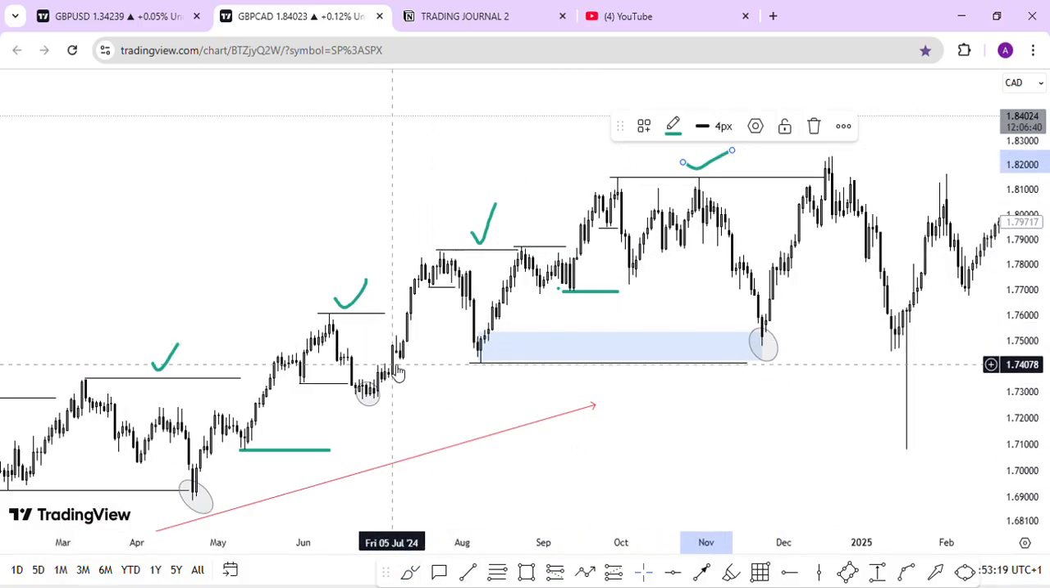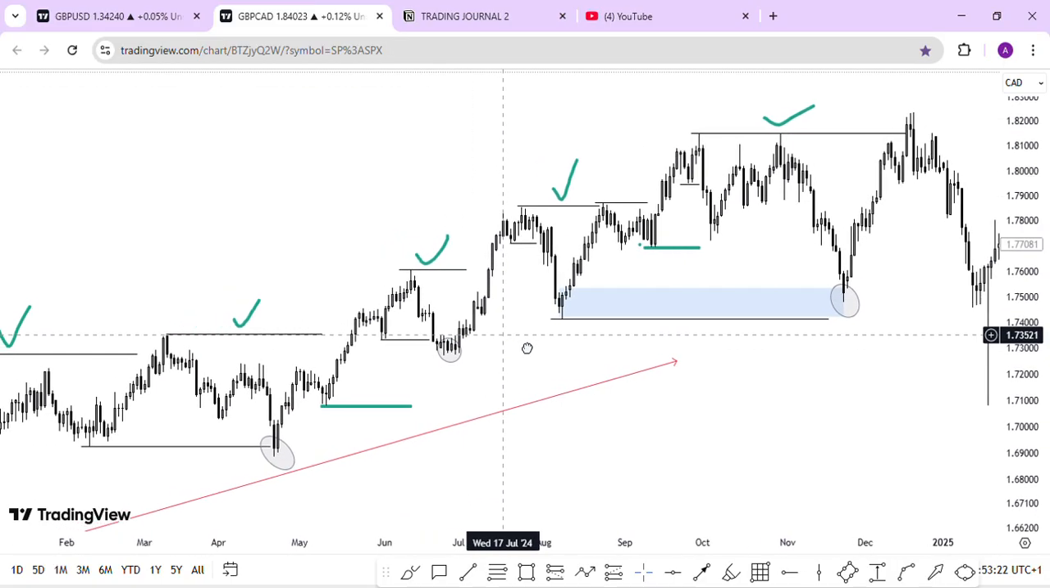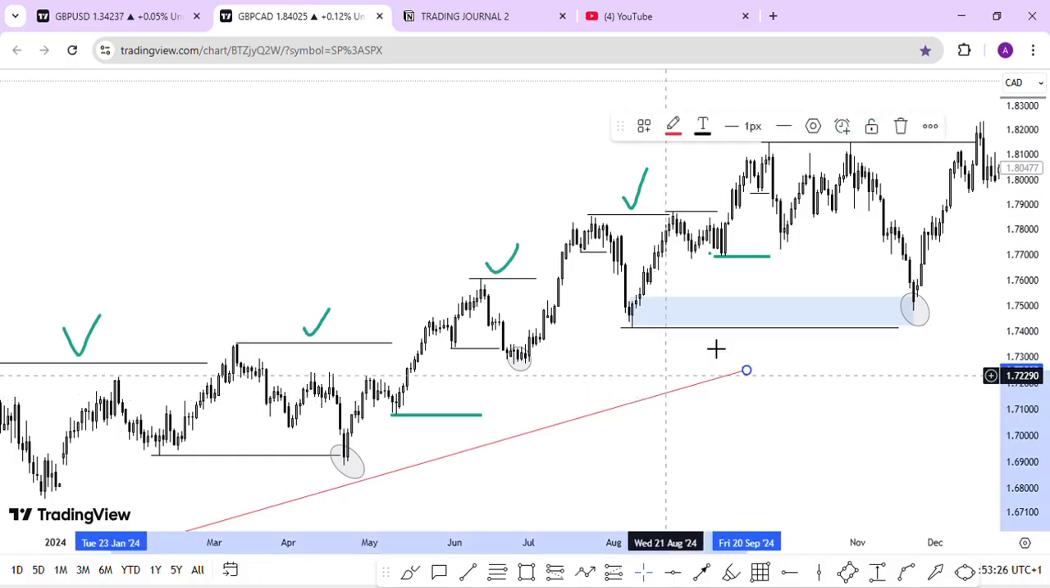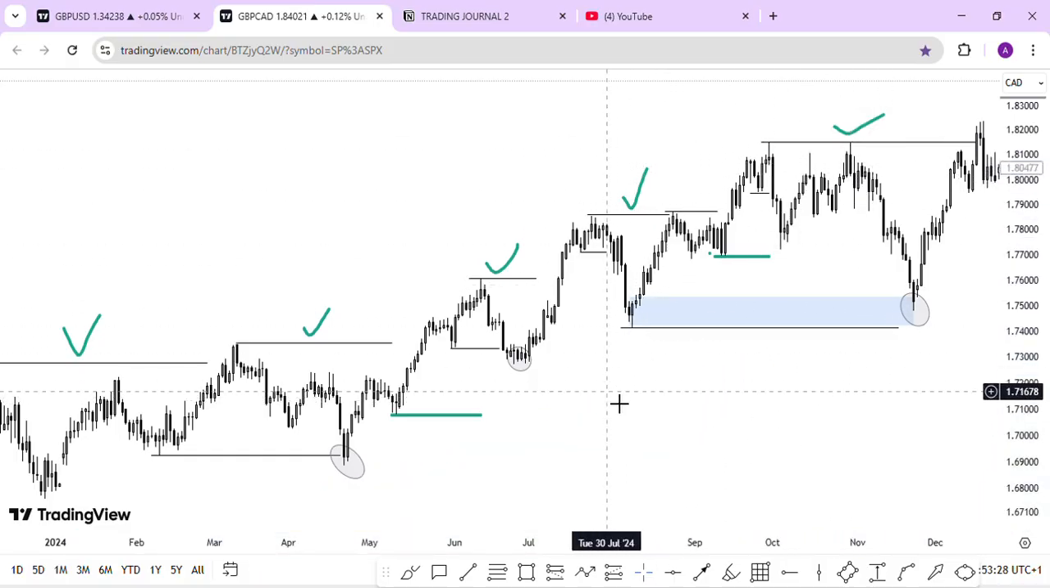If you look at it, it's very simple, very self-explanatory. You just need to pay attention to it, and you will see the difference in how you perceive the market.